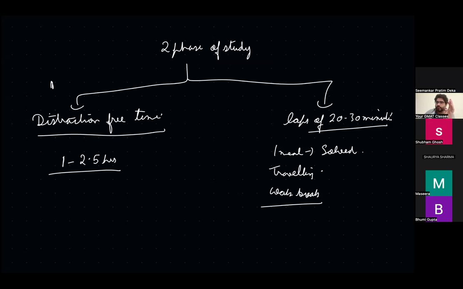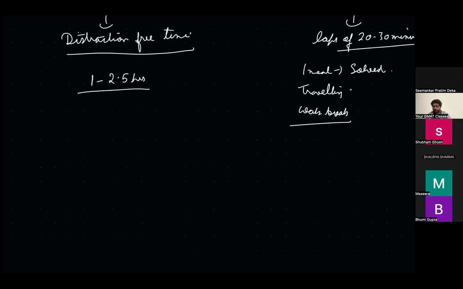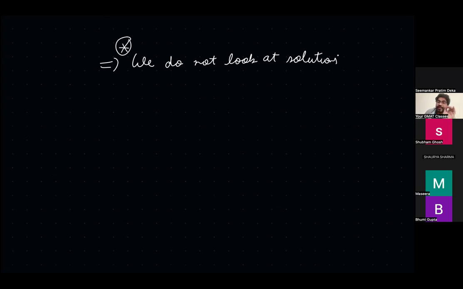That really helps. Okay. So distraction free time and lapses of 20 to 30 minutes. This is how you are going to study. The last thing that you all need to remember is, we do not look at solutions. Write it in bold, print it, imprint it in your head. If you want to get a good GMAT score, stop looking at solutions.